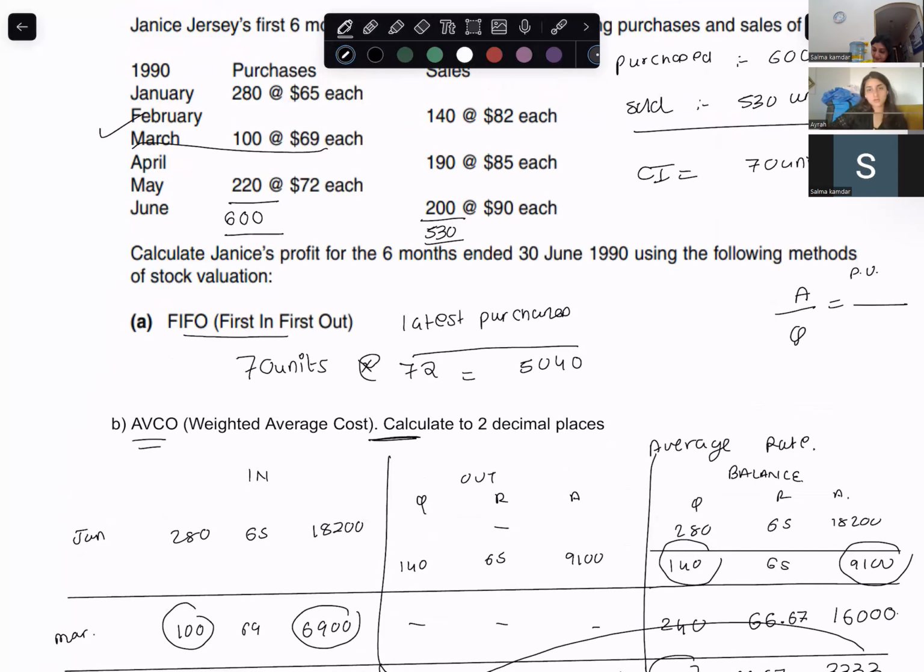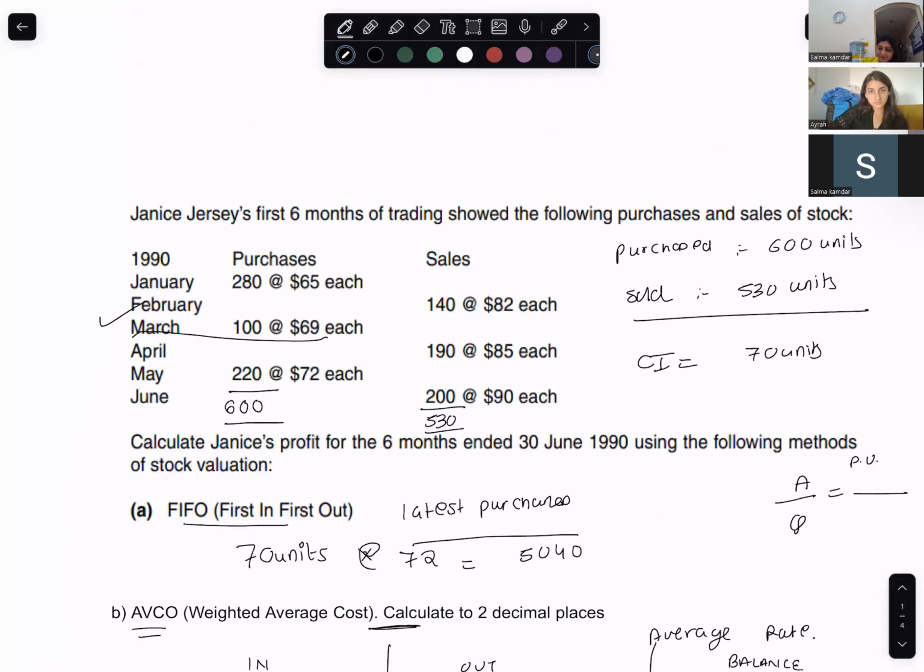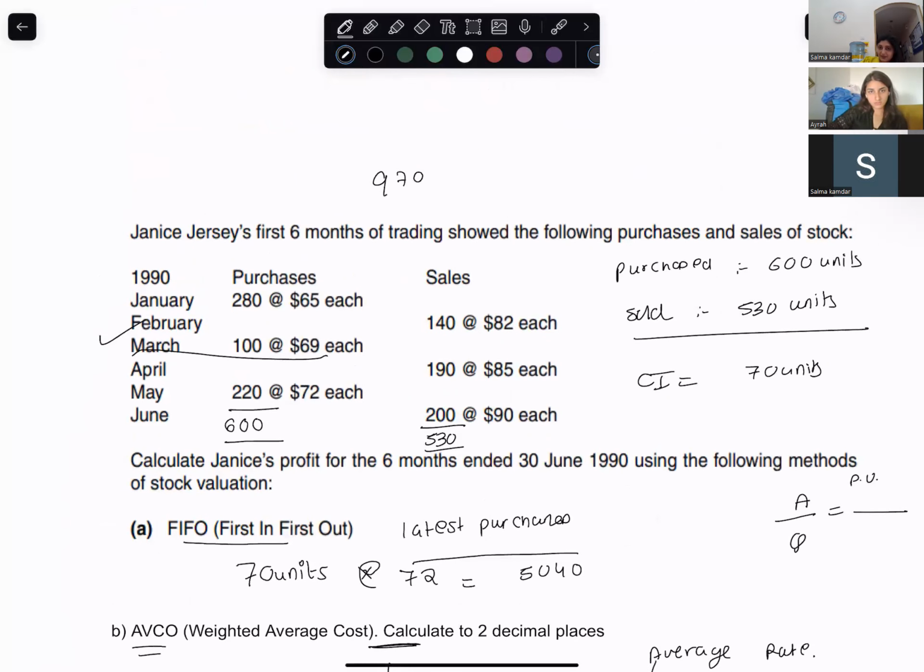Okay. So can you go down for a second? One minute, wait. This is which paper? 9706 paper 2, June 2002.